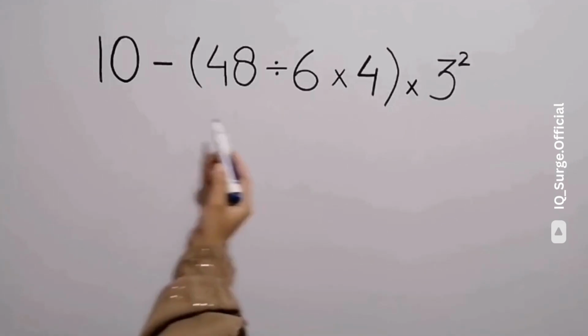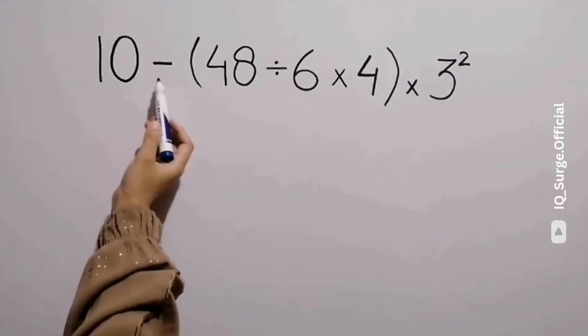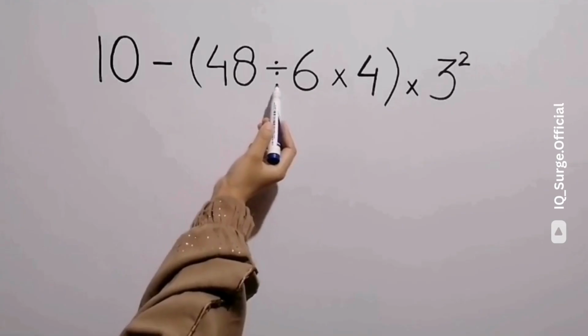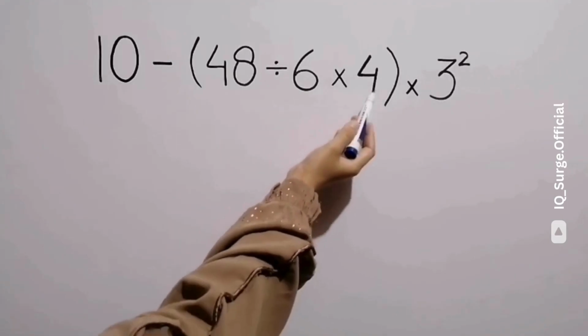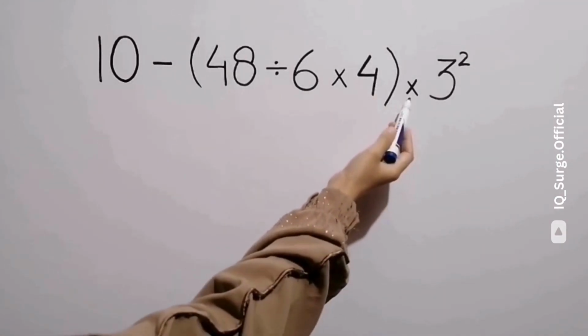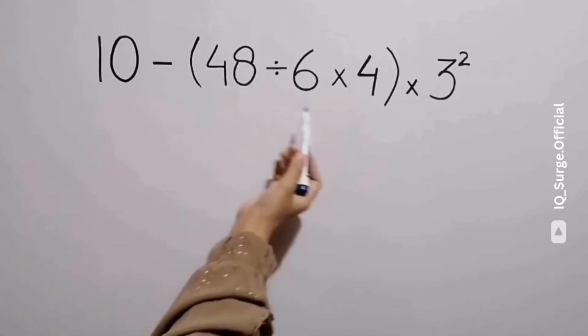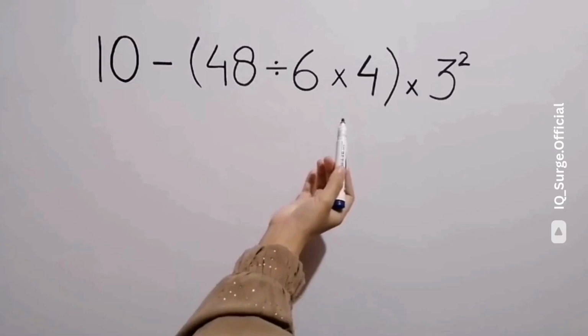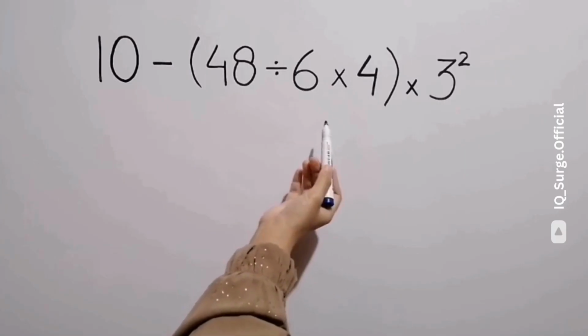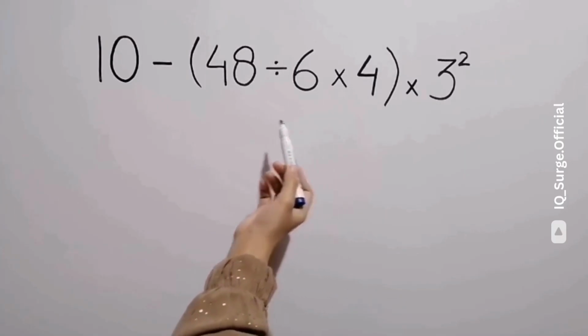What is the value of the expression? 10 minus open parentheses 48 divided by 6 times 4, close parentheses, and multiply by 3 to the power of 2. This expression is so tricky that 99% of people get the wrong answer. Let's go through this question step by step and solve it together.